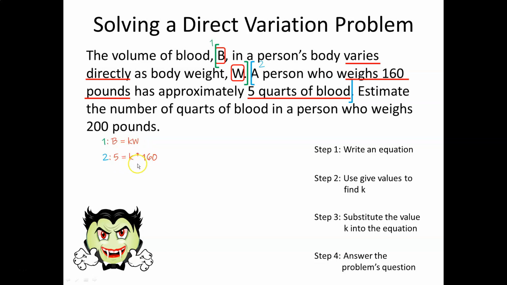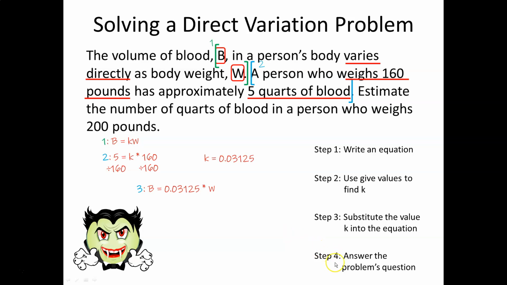Now we've got a simple algebra problem. k times 160, so we're going to divide by 160. And we get k is 0.03125. Okay? Now, step 3 says substitute the value k into the equation. Okay, so we're going to take this k and put it right here in this equation in number 1. And we get B equals this k times W.